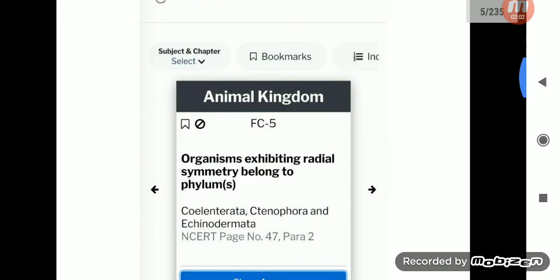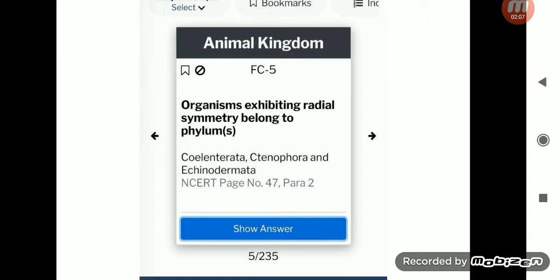Organisms exhibiting radial symmetry belong to phylum Cnidaria, Ctenophora and Echinodermata.